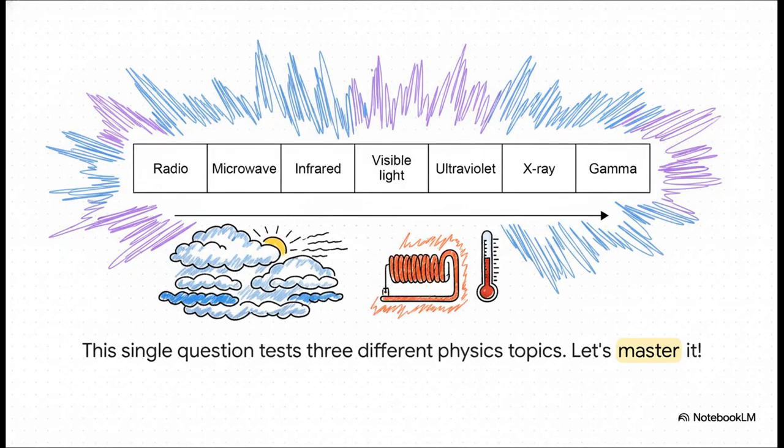Now, this question is pretty clever because it sneakily tests you on three totally different areas of physics. We're talking electromagnetic waves, a practical investigation on thermal radiation, and then it throws in some atmospheric physics for good measure. Let's break it down together.